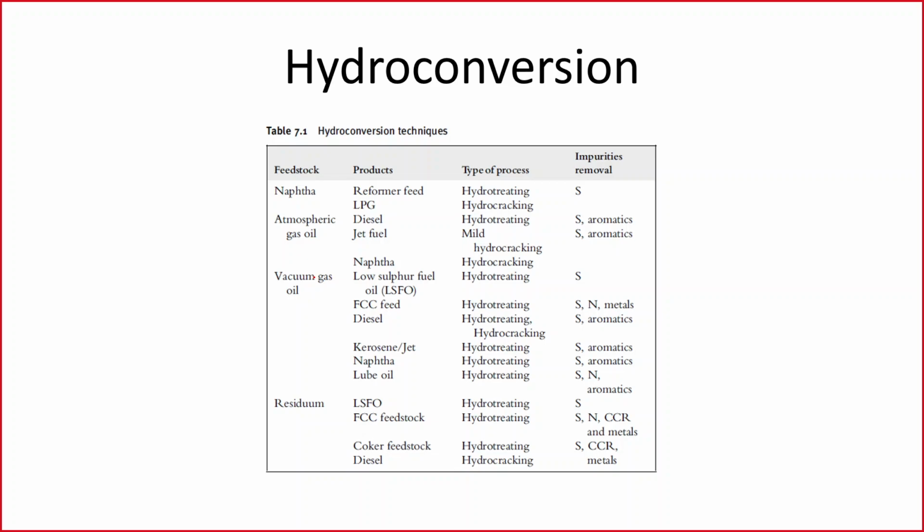Now, we have cracked the stream, right? We have cracked them all, but now we want to increase the octane number in this case, so we use the hydroconversions. There are two types in this case. Number one is to remove the impurities, which is what we call hydrotreating, and the other one is to crack it even more, but using hydrogen. It's not thermal, but we use hydrogen.